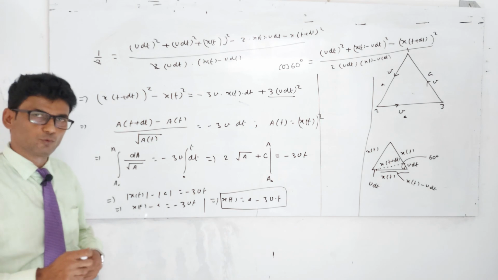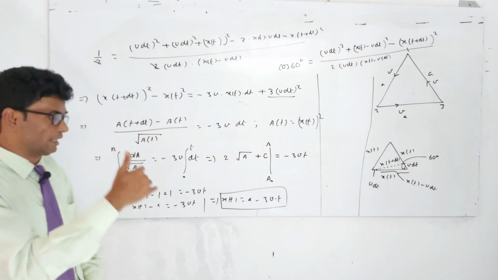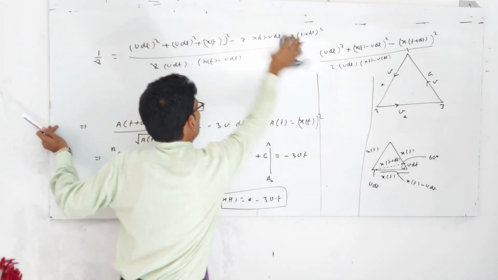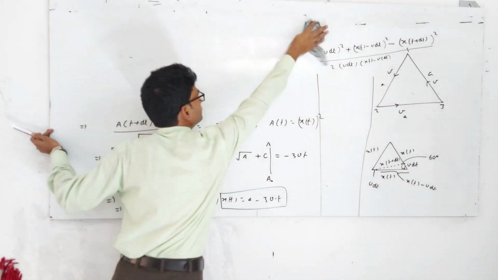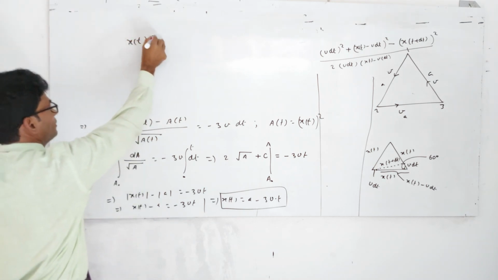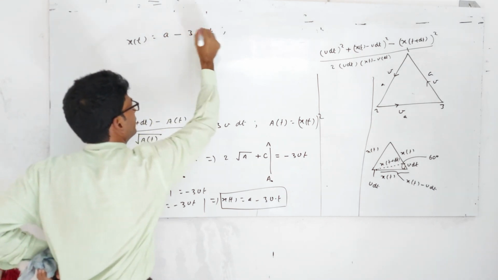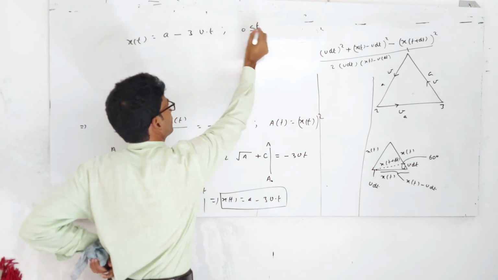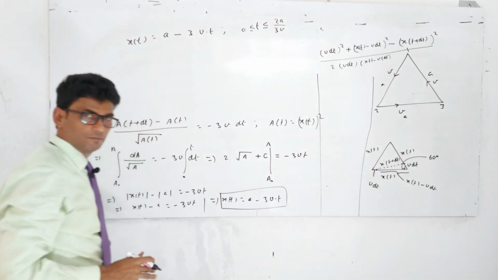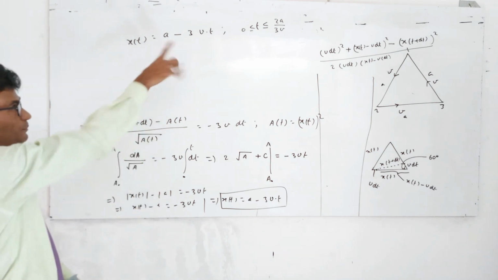Now we are in a position to find sides of an equilateral triangle thus formed during the motion. But keep in mind here, this relation x of t is equal to a minus thrice v into t is valid, and t is greater than or equal to 0 but is less than or equal to twice a over 3v. Beyond that time, relation does not exist. So always keep in mind that.